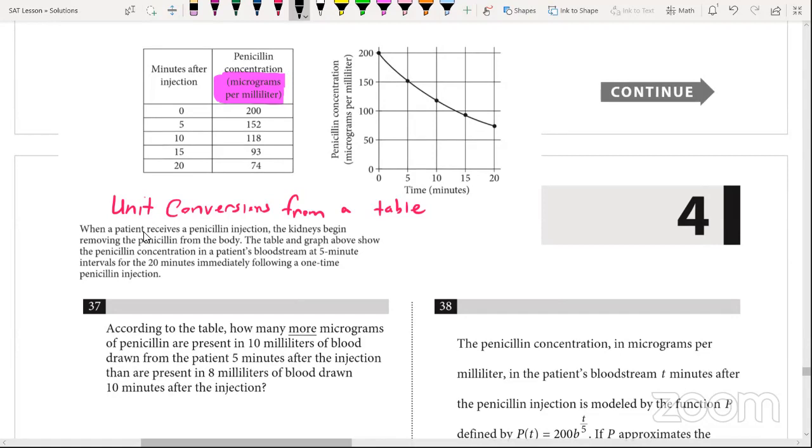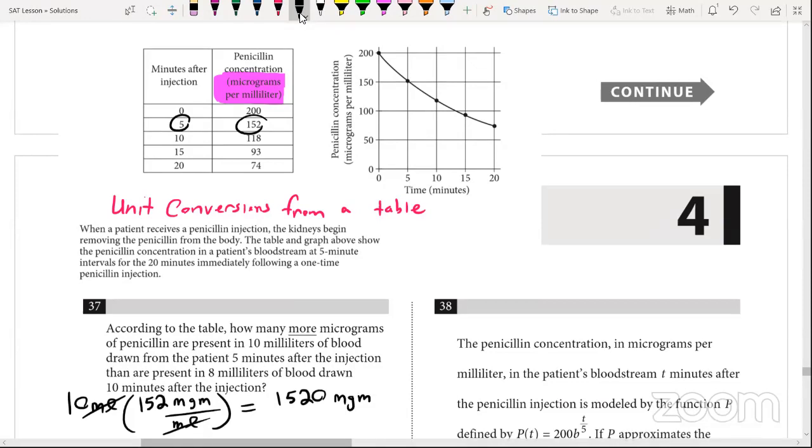So when we have 10 milliliters of blood, that blood was drawn 5 minutes after. So 5 minutes after, we're talking about 152, and 152 what? Micrograms per milliliter. So right there we have 1,520, 10 times 152, and the milliliters cancel, one on the top, one on the bottom, and so now our unit is micrograms.